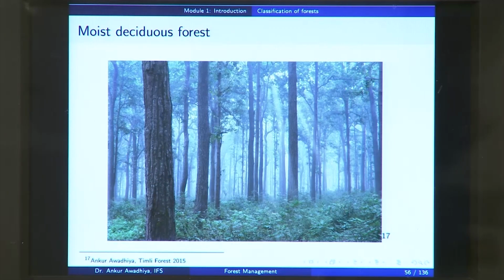The forest floor is also completely covered, and these are moist deciduous forests, which means that they have moisture, but they have these deciduous trees which shed their leaves in some season of the year. And this shedding of leaves is primarily either to conserve moisture, or secondly to protect themselves from the very low temperatures and snowfall.